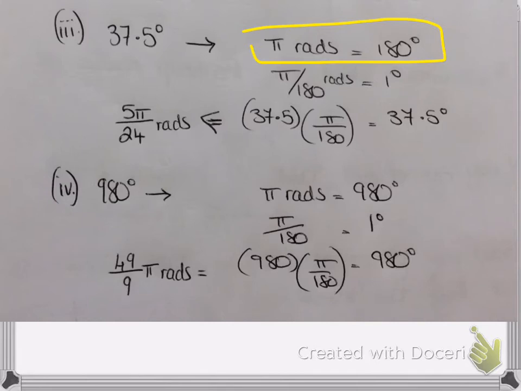Last one, 980 degrees. So again, your starting point, pi radians is equivalent to 180, not 980, right? 180 degrees. Divide both sides by 180, and that will give you what 1 degree is equivalent to, and then multiply both sides by 980, and you'll get out 49 over 9 pi radians as your final answer.